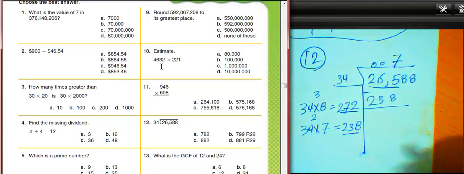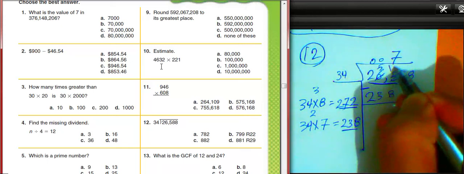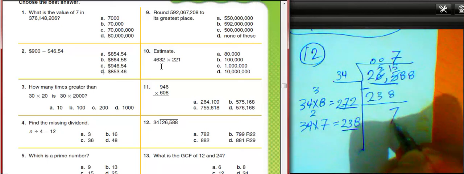5 subtract 8, we can't do it. So we must borrow 1 from 6. 6 will be 5, and 5 will be 15. 15 minus 8 equals 7.